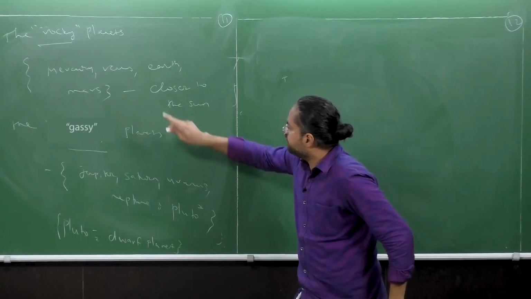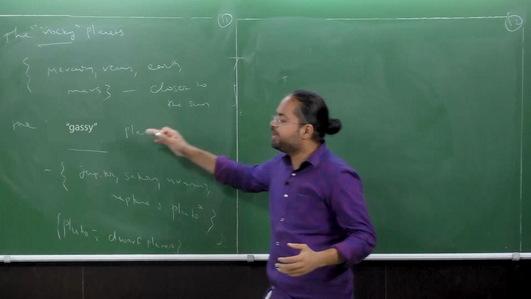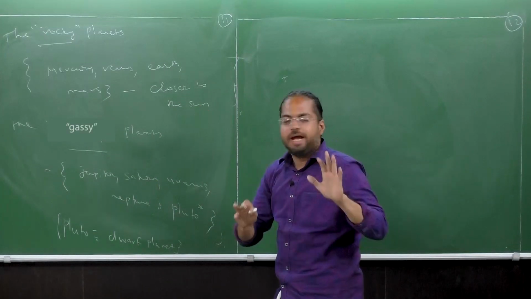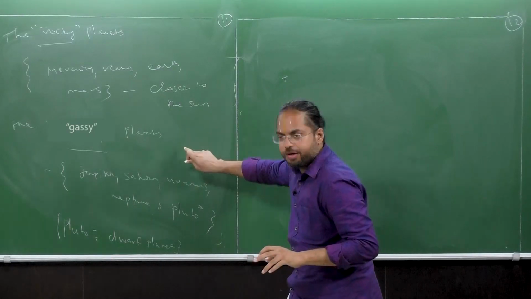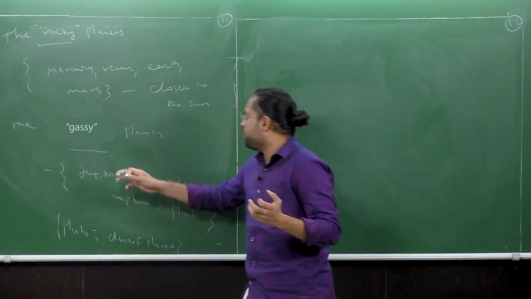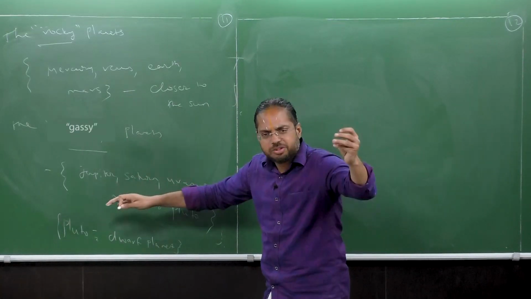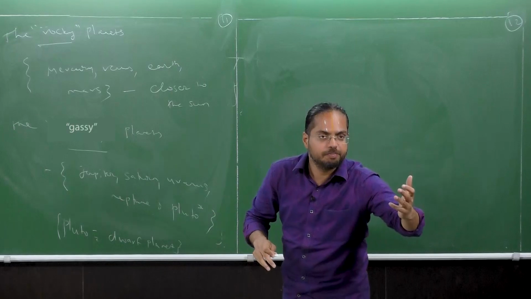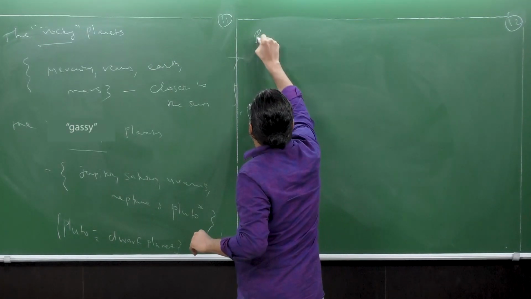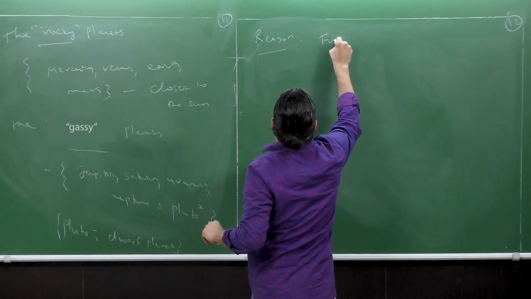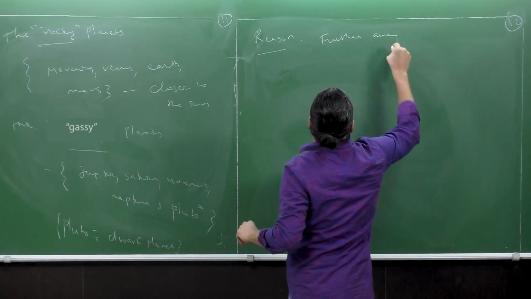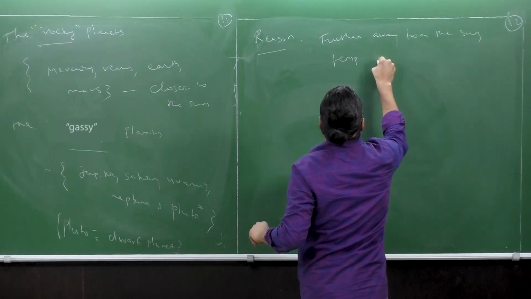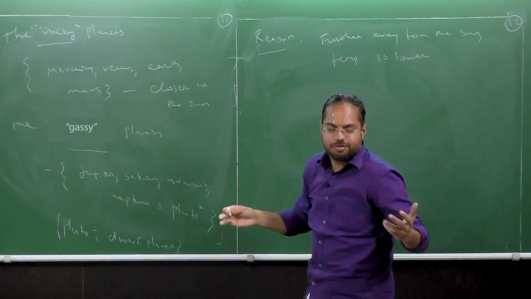So how do I know that these are rocky and these are gassy? It can also be estimated from the mean density of these planets. I'll come back to that. But I'll just end this lecture by telling you the reason for this statement here. See, predominantly, when I talk about gases, most of the gases are going to be hydrogen, helium, and some of these lighter elements. Now, further away from the sun, the temperature is lower. This is a general knowledge statement, right?